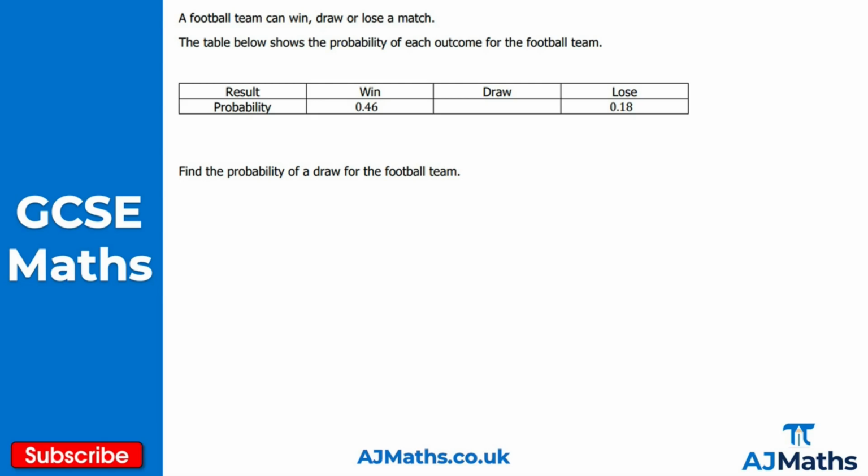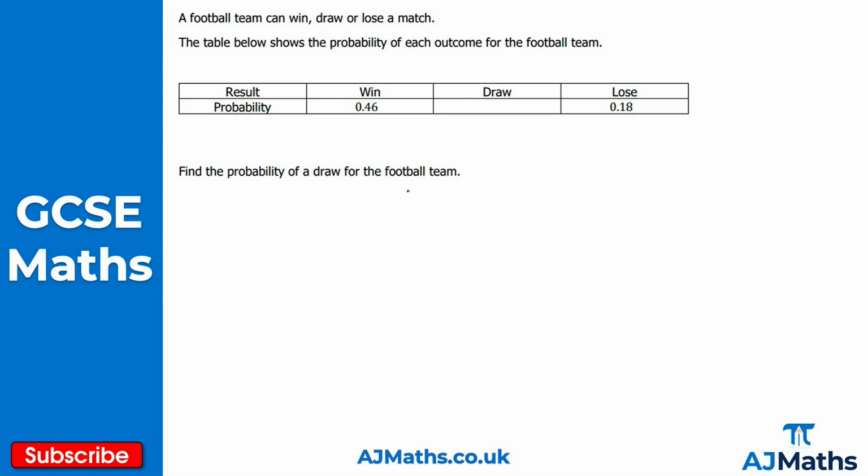Moving on to this question, what I've got now is a football team that can win, draw, or lose a match. The table here shows the probability of each outcome for the football team. So we've got the result here, win, draw, or lose, and then the respective probability. The probability that this team wins is 0.46. The probability of a draw we don't know, we're going to work that out in a moment, but the probability of losing is 0.18.